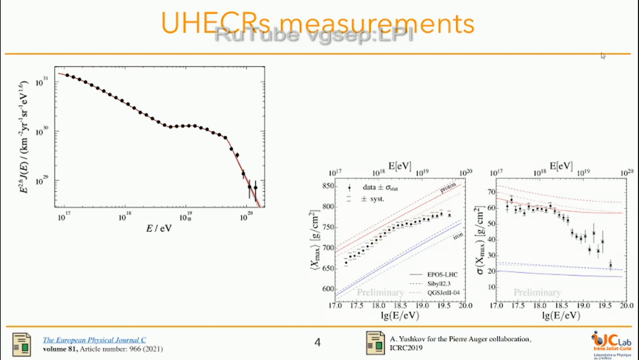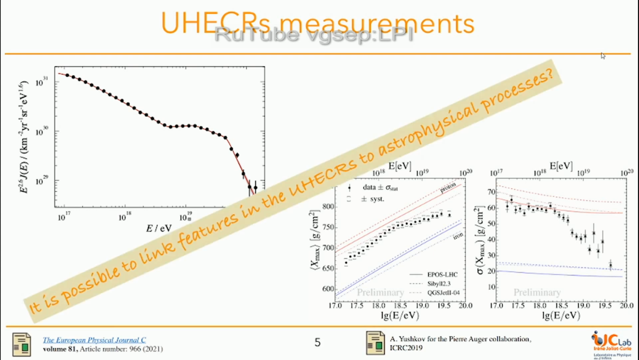So the question we want to study is why we observe these features in both the spectrum and the composition, and whether it is possible to relate what we see to some astrophysical process. We can study this in terms of sources. The answer, already given some years ago, is that if we combine the two measurements, it is possible to provide a simple astrophysical scenario.